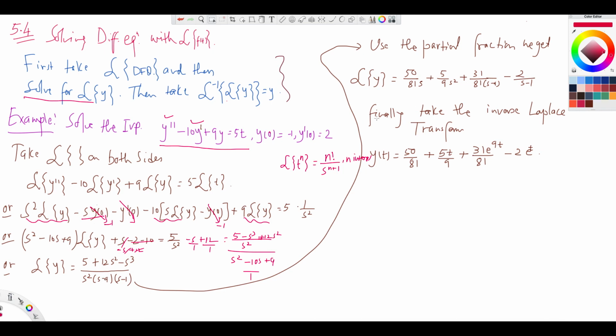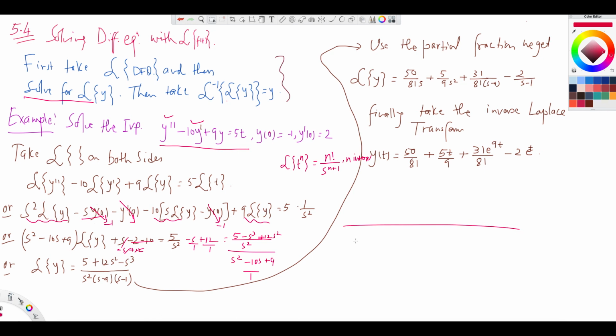Okay, so what we want to do next is, since we solved for the Laplace transform of y, we want to solve for y, right? So we need to take the inverse Laplace transform. But before we take the inverse Laplace transform, we want to get the simplified form of the right hand side. We want to use the partial fraction. How do I use the partial fraction for this?